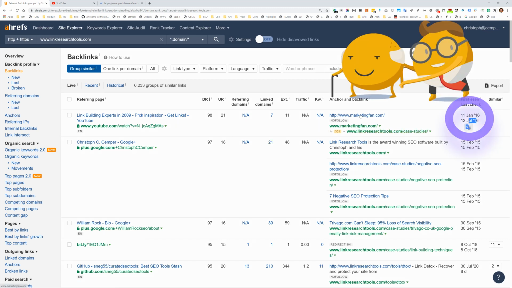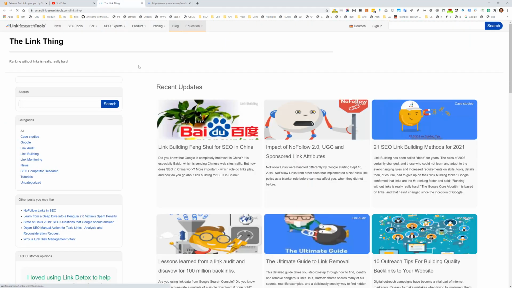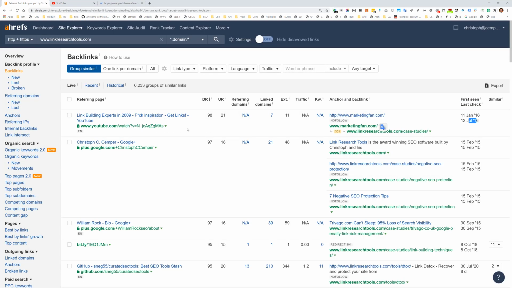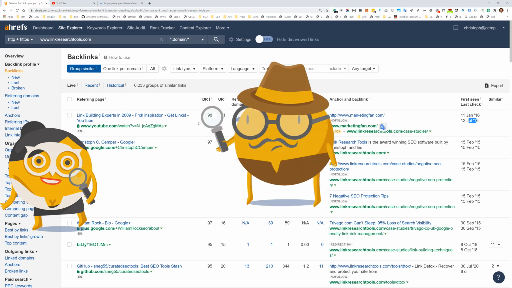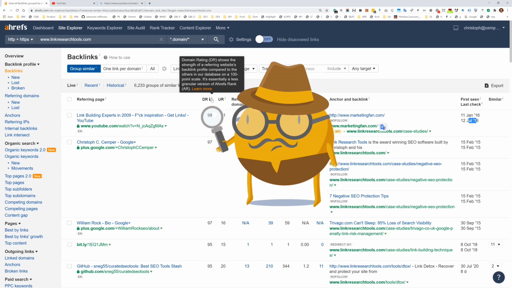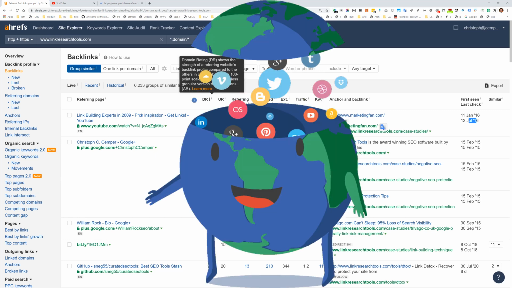For example, the target page here does not link to www.linkresearchtools.com/case-studies anymore. This one redirects to our smart subdomain, the LinkThing blog. Now, we clearly see that this doesn't look like the best link. When you judge your links by DR, you are falling into the same trap. It measures the backlink profile for the whole domain. Or in other words, it takes essentially all links and makes an average. A lot of other data is involved that has nothing to do with this page.